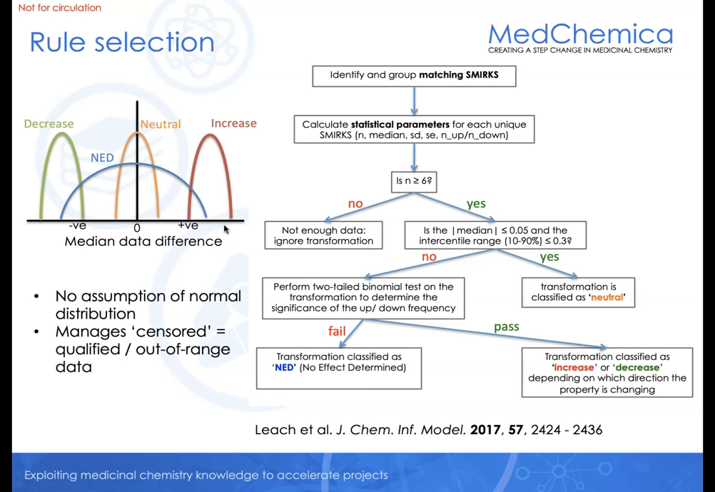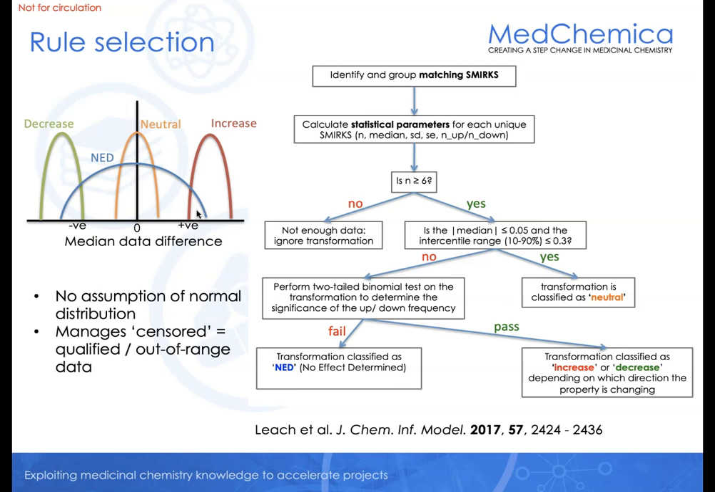There are chemical transformations that reliably make no difference to a measured property, and we call these neutral rules. They have a distribution with a median very close to 0 and a tight intercentile range of 0.3. The last label is no effect determined. This is where we have more than 6 matched pairs but they fail the statistical test, so we cannot assign increase or decrease. However, we still capture and present the statistical significance found with the test.